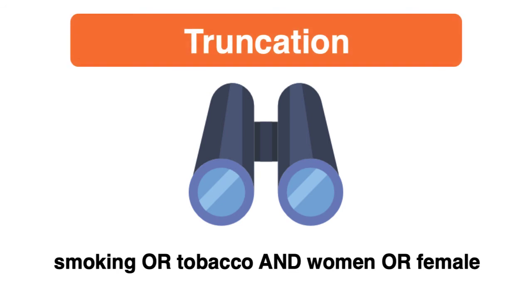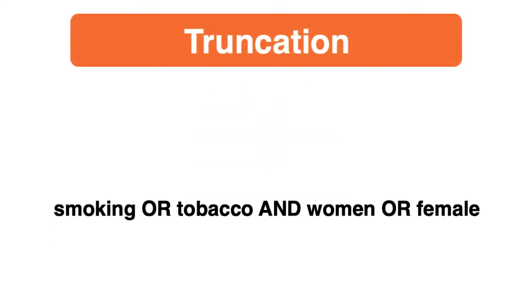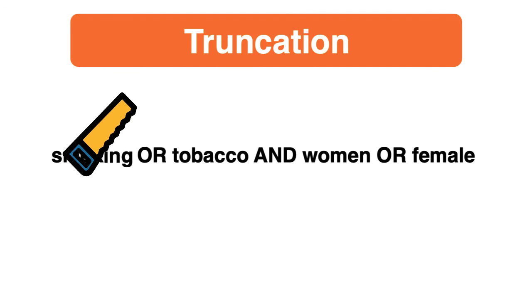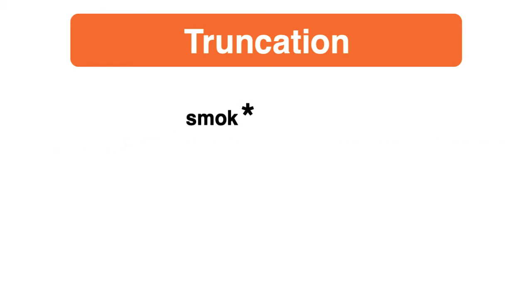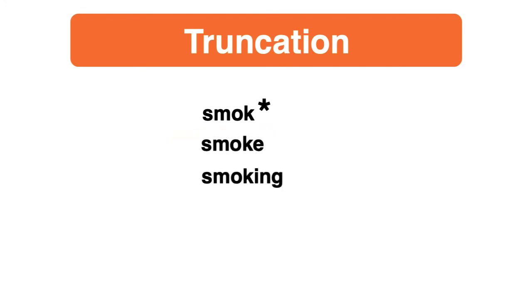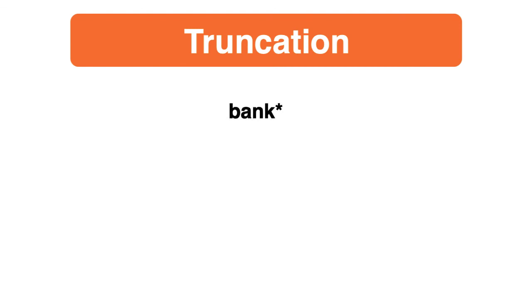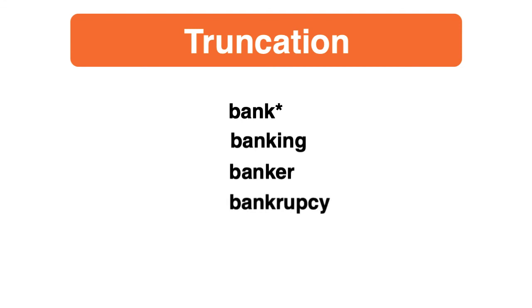Lastly, and a bit more advanced, is to also identify terms that might benefit from truncation. Truncation cuts a search term off at its root and places an asterisk at the end. This tells the database to find any item that has any word that begins with that root. For example, truncation can be used to tell the database to look for any word that begins with the root smok. So smoke, smoking, smoked, etc. Another example is the word bank with an asterisk. This would return bank, banking, banker, bankruptcy, and so on.